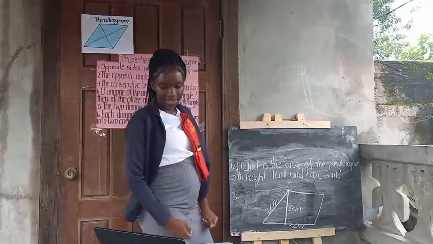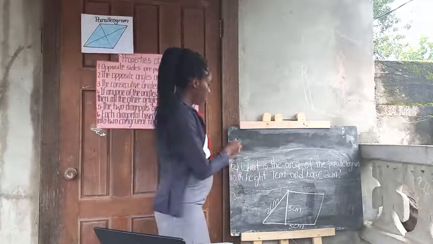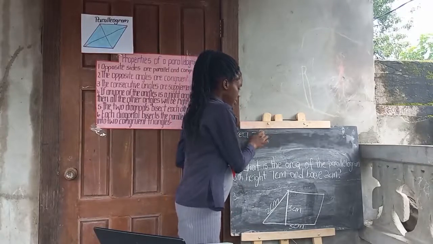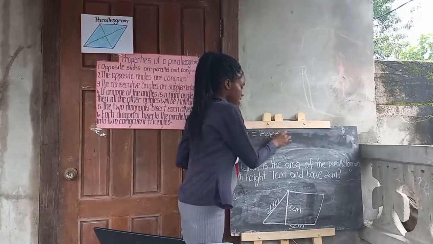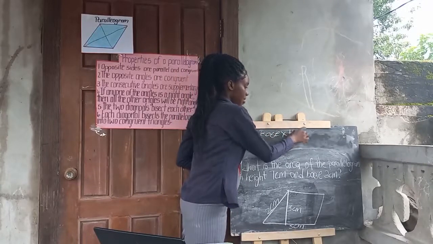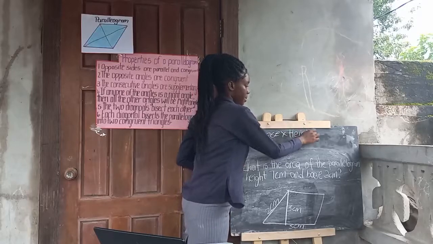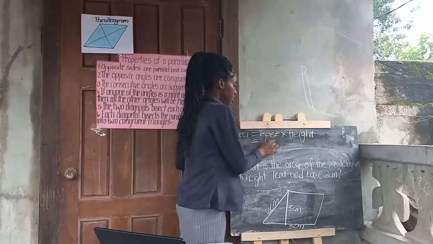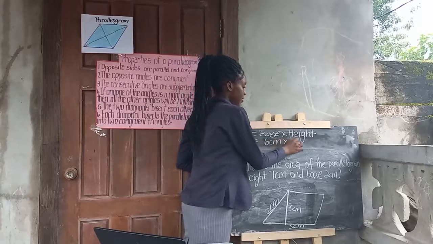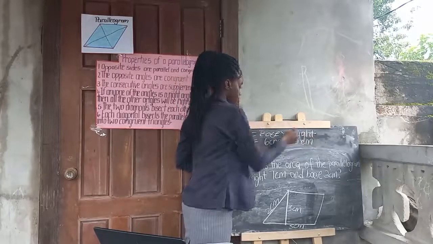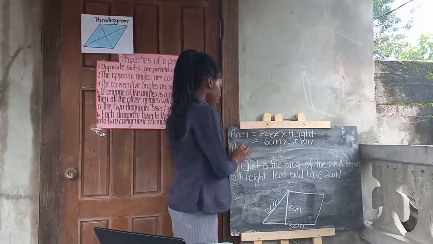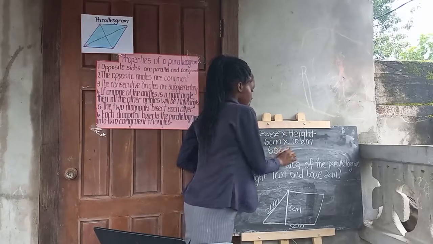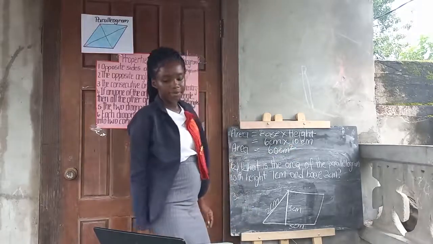Yes, Ashley, what did you get? Area equal base times height. And our base is 6 centimeters times the height of 10 centimeters. So the area of that parallelogram is 60 centimeters square.